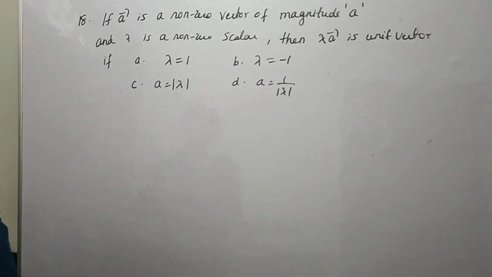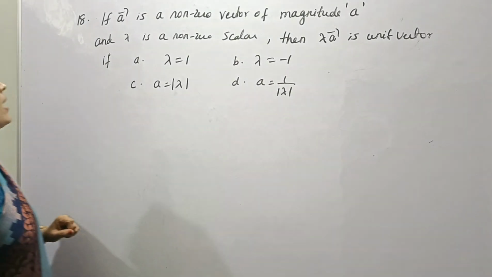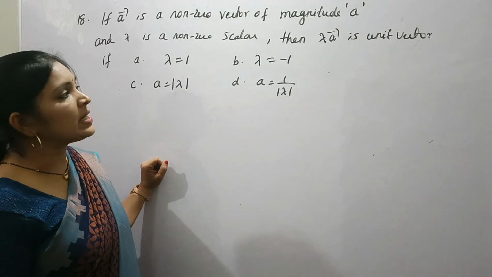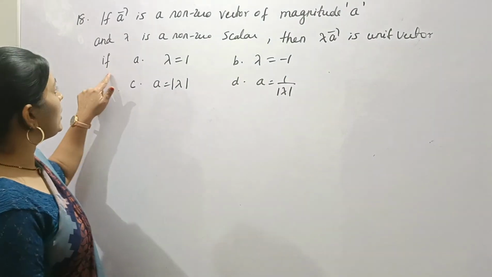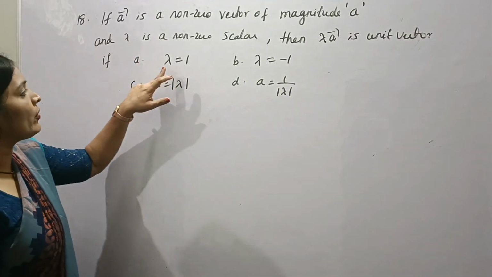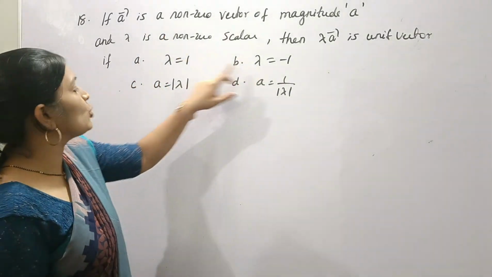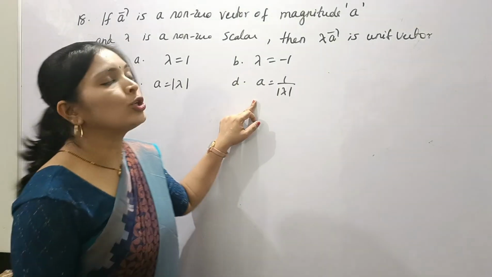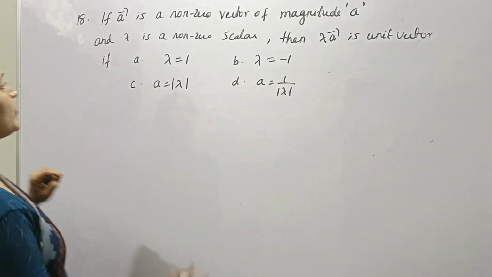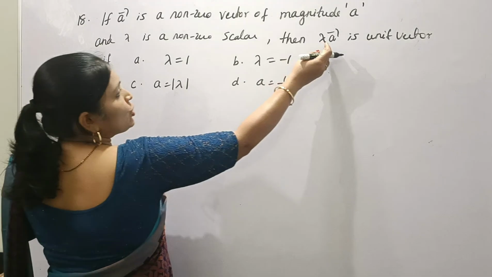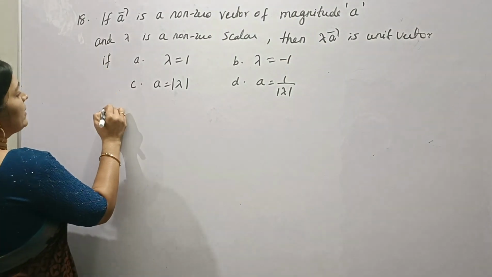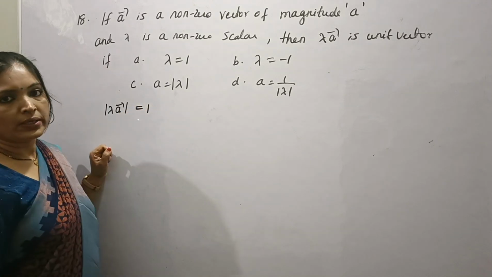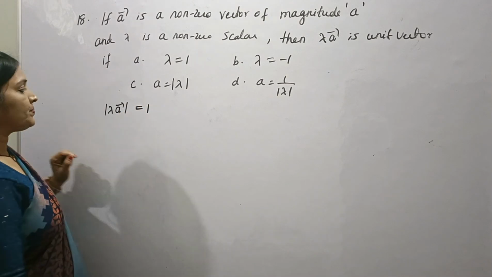If vector A is a non-zero vector of magnitude A and lambda is a non-zero scalar, then lambda into vector A is a unit vector if: lambda is equal to 1, lambda is equal to minus 1, A is equal to modulus of lambda, or A is equal to 1 by modulus of lambda. Here, if lambda into vector A is a unit vector, then its magnitude is 1.